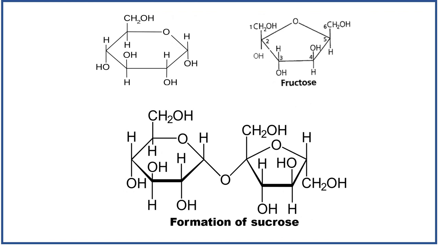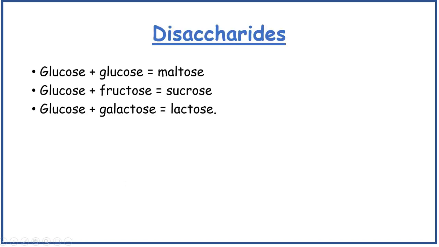So with sucrose, that is formed from glucose plus fructose. You still take H2O away, as you can see here, and you still get the glycosidic bond formed. So the disaccharides that you need to know are glucose plus glucose equals maltose, glucose plus fructose equals sucrose, and glucose plus galactose equals lactose.